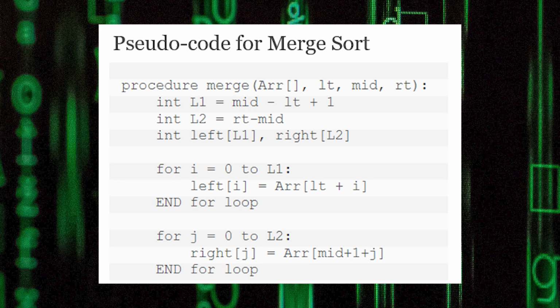Then the first for loop will run for i is equal to 0 to L1, left i is equal to array it plus i. Then end for loop. There will be two for loops, the first for the first part and the second for the second array. Then for j is equal to 0 to L2. We have divided the whole array into two parts, the left part and the right part. The first for loop is for the left part and the second for loop is for the right part.